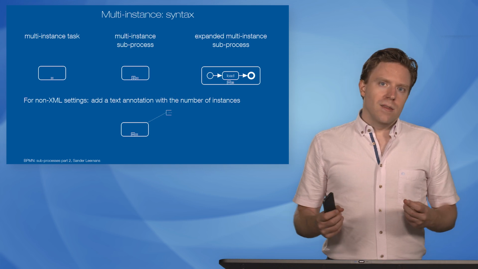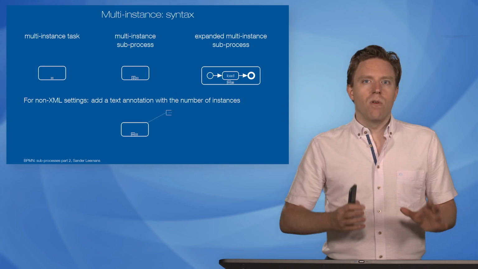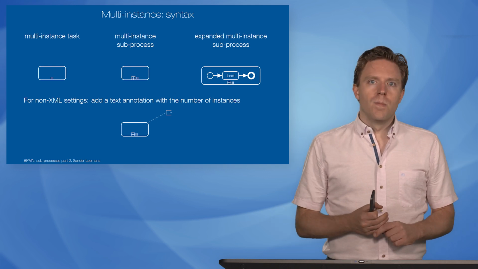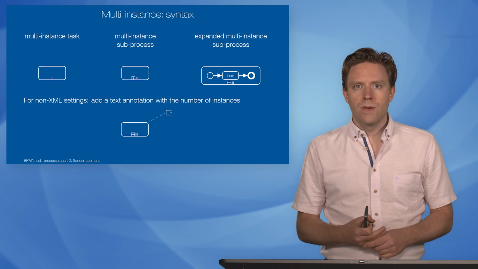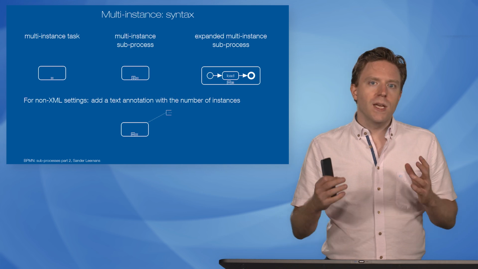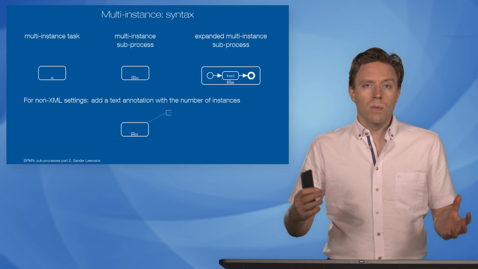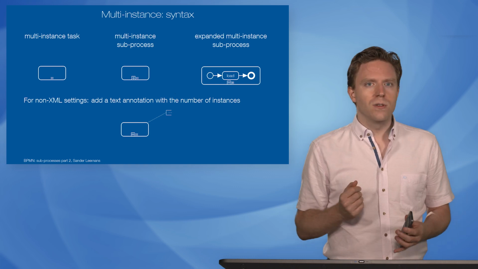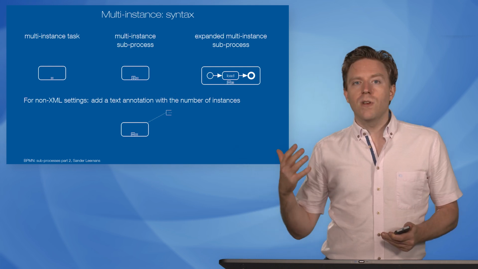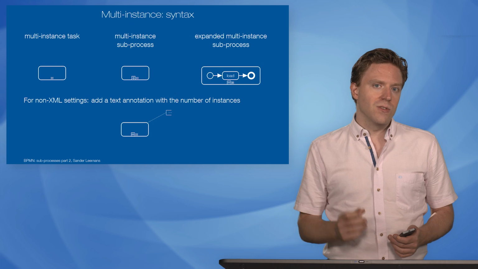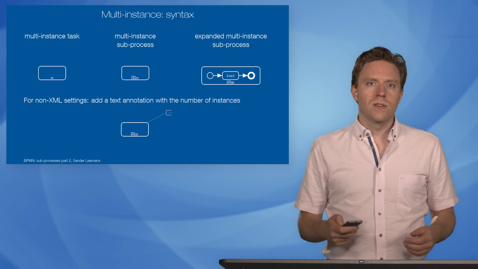Now, again, behind the scenes, in the XML shape of a BPMN model, there is something that tells us how many times we need to do this. But we don't see XML. We don't want to see XML when we're modeling. That's not a communication tool for people. That's a communication tool for computers. So again, we have a convention that we add a text annotation that says how many times we need to do this.